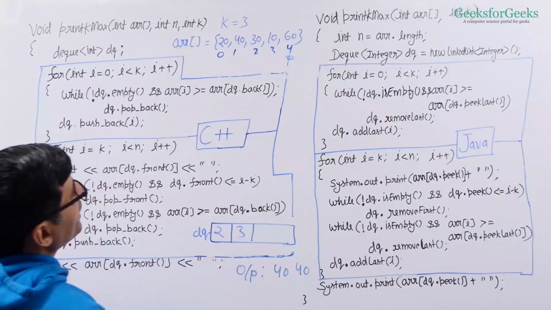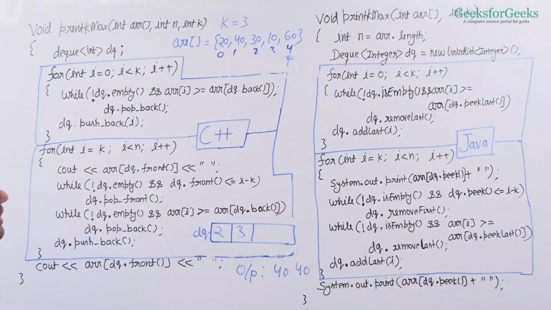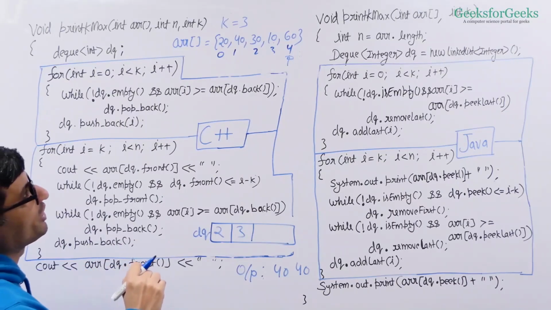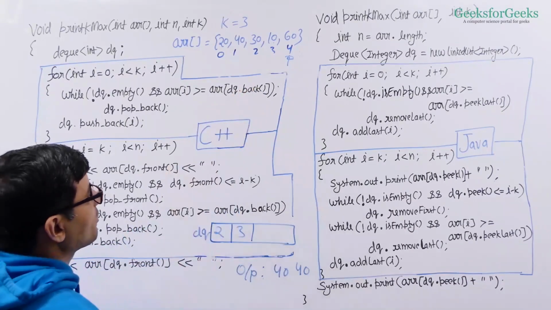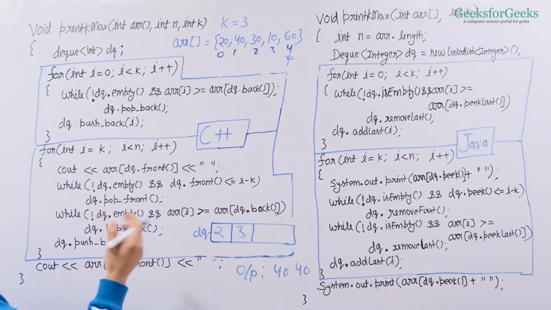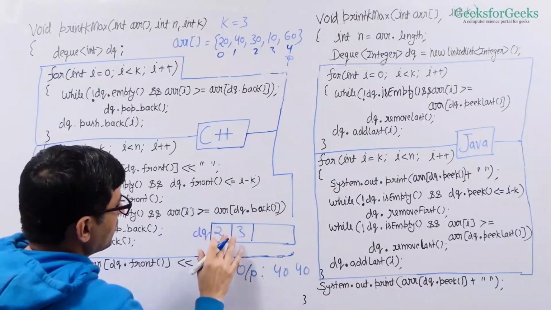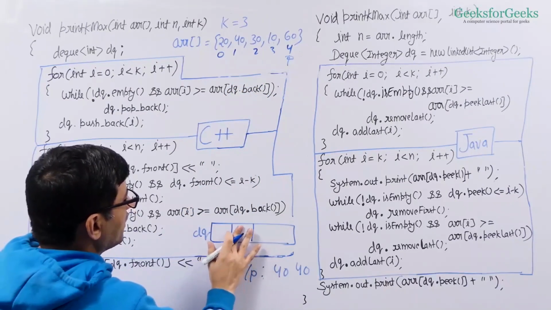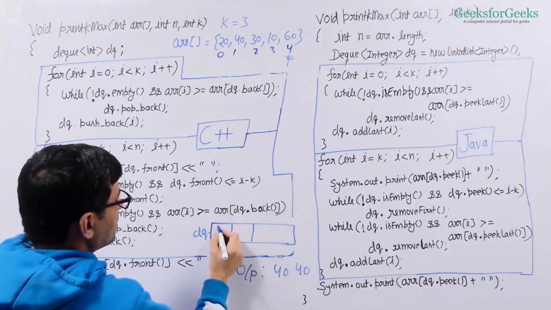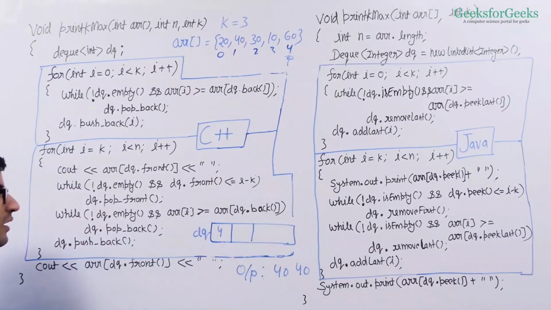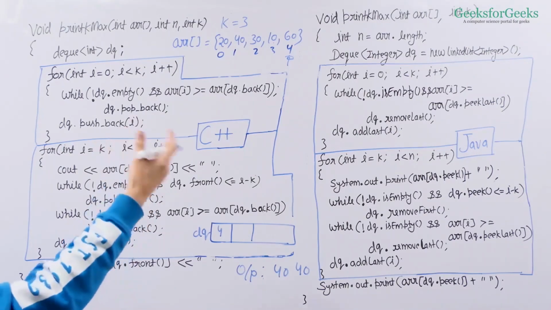And after removing it, we check if the last items of the DQ are smaller than or equal to the current element that we are processing. So the current element that we are processing is 60, and these both items are smaller. 30 is smaller and 10 is also smaller. So we are going to remove both of them. And we are going to insert the index of 60, which is 4. After inserting the index of 60, we come out of the loop, right? Because this was the last element.